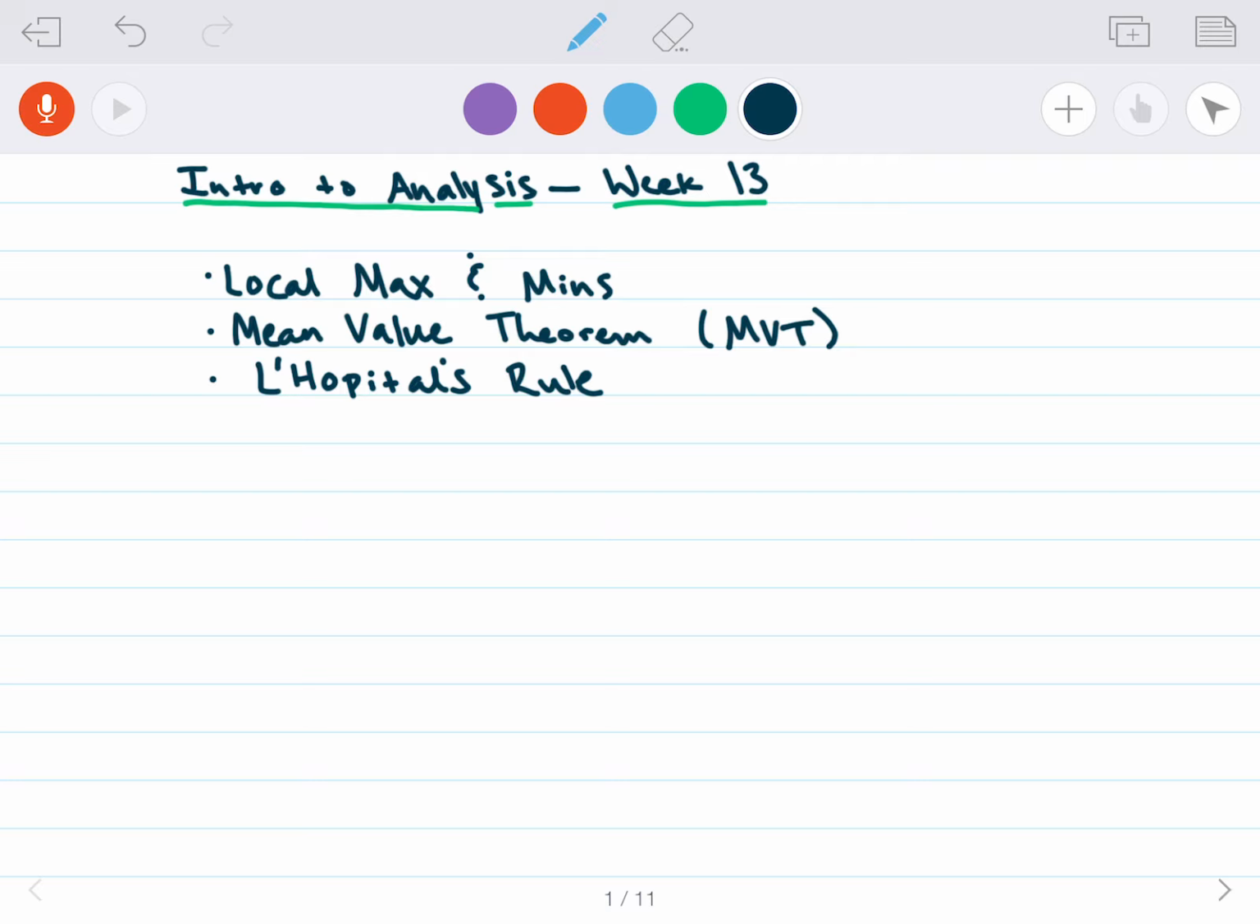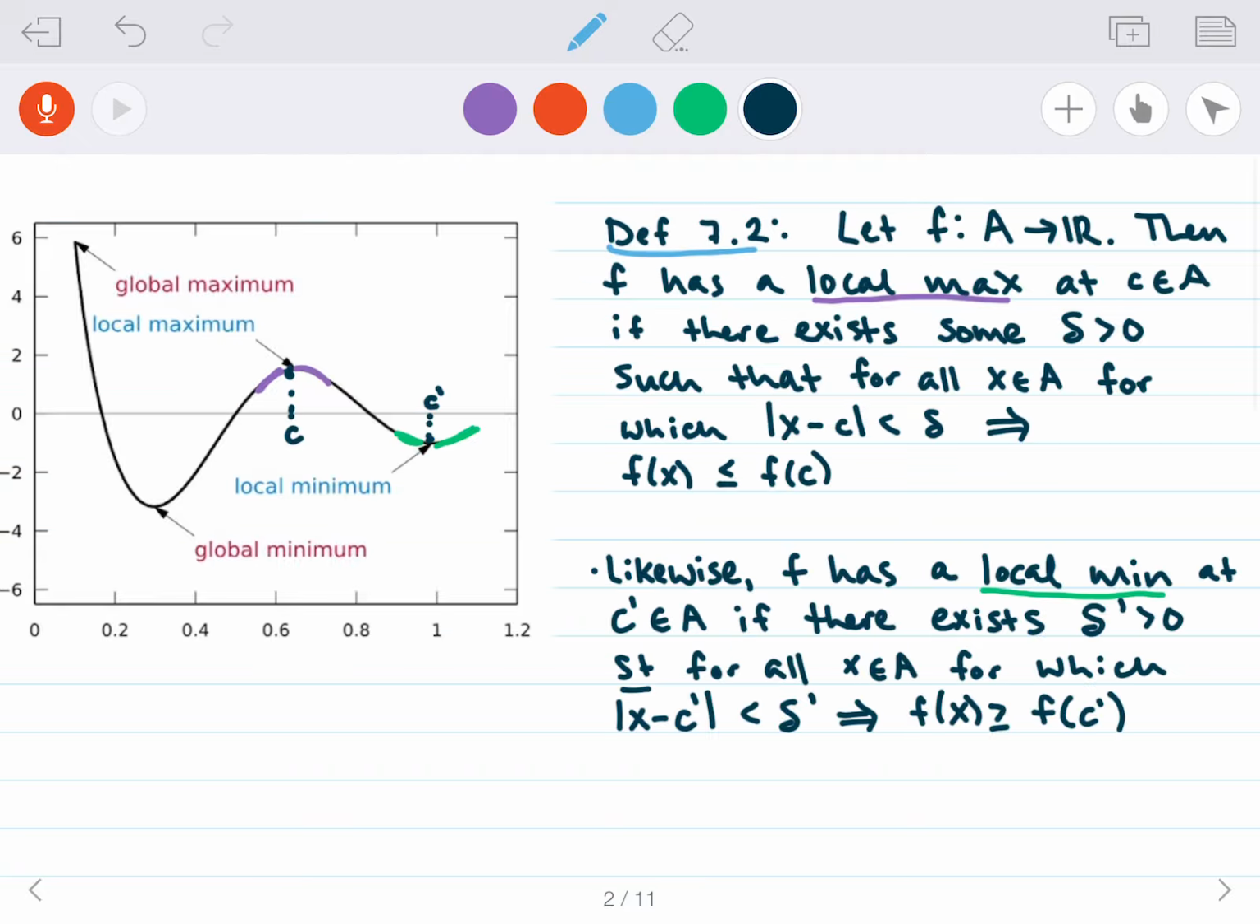This week is week 13, and we are going to continue to talk about some consequences of the theorems that we looked at last time pertaining to derivatives. We're going to talk about local maxes and mins. We're going to talk about and prove the mean value theorem. And then we're going to prove L'Hopital's rule for the 0 over 0 case. So without further ado, let's begin.